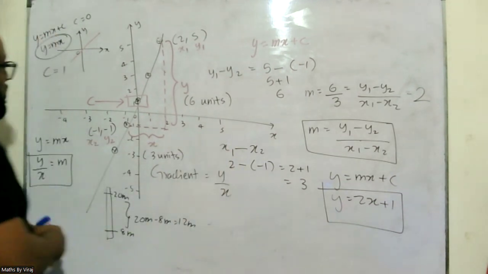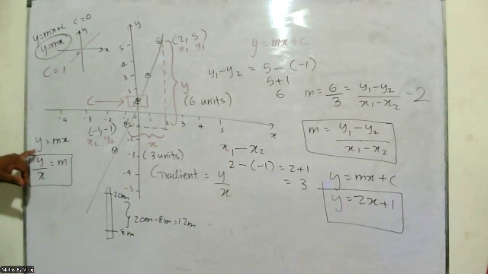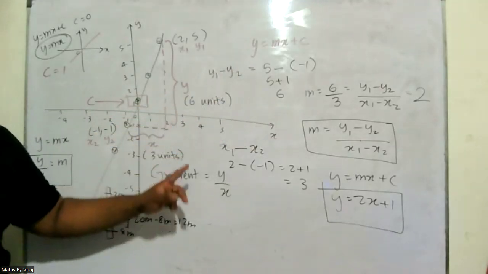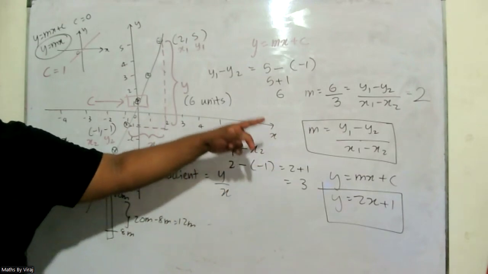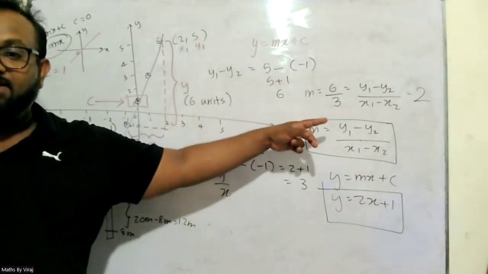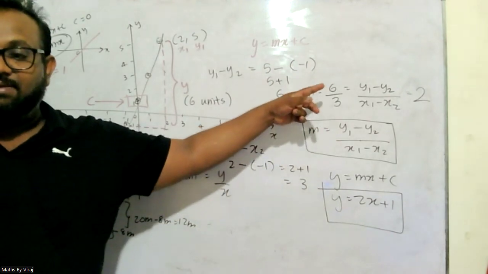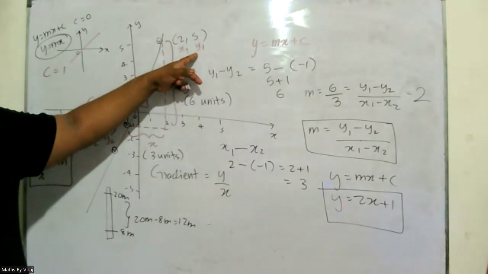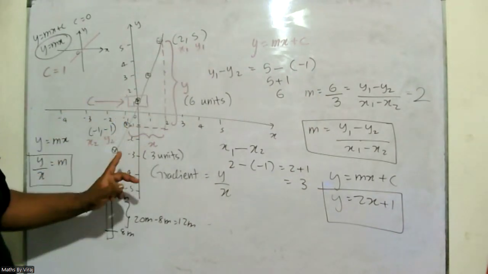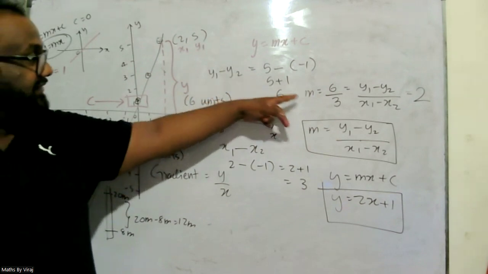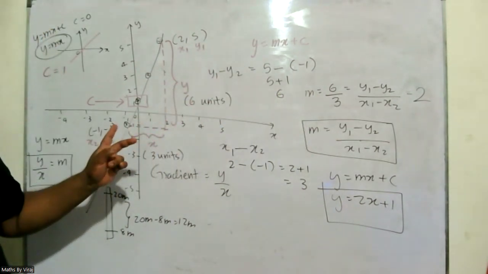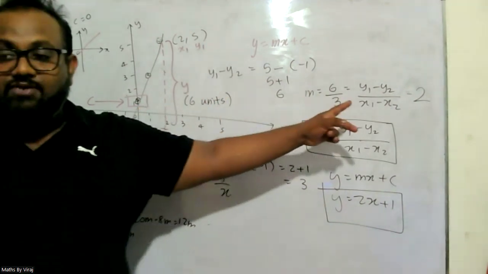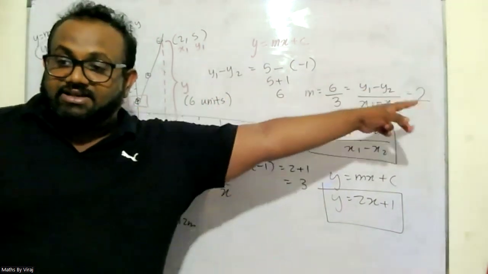Now we know that gradient is y divided by x. What is the y value I have gotten? 6. What is the x value I have gotten? 3. So gradient is y divided by x, 6 divided by 3. How did I get 6? By subtracting y2 from y1, y1 minus y2. How did I get 3? From subtracting x2 from x1, x1 minus x2. That is how you got 6 and 3, where the gradient is 2.